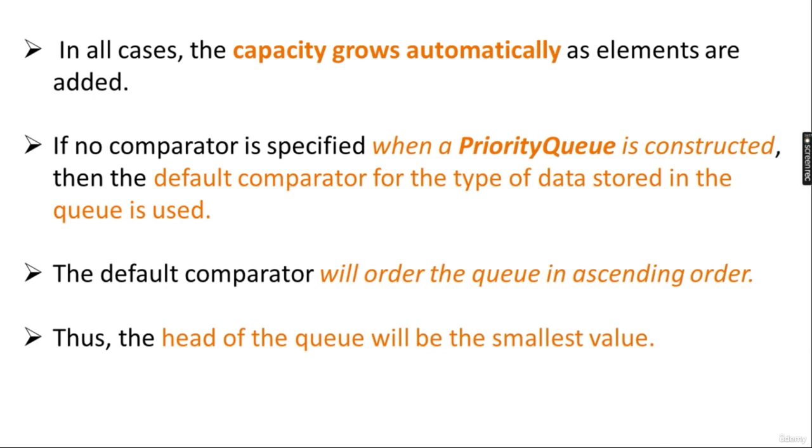Or in all the 6 constructors. If no comparator is specified, then the default comparator for the type of data stored in the queue is used. When no comparator, default is used. So you have to remember just like this. The default comparator will order the queue in ascending order. The head of the queue will be the smallest value, and then the greater value, and at the last we will have the greatest value.